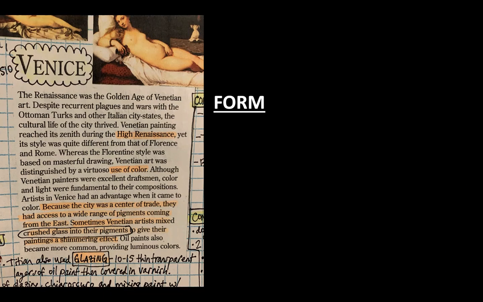Artists in Venice had an advantage when it came to color. Because the city was a center of trade, they had access to a wide range of pigments coming from the east. Sometimes Venetian artists mixed crushed glass into their pigments. You definitely want to emphasize that part, to give their paintings a shimmering effect. Oil paints also became more common, providing luminous colors.